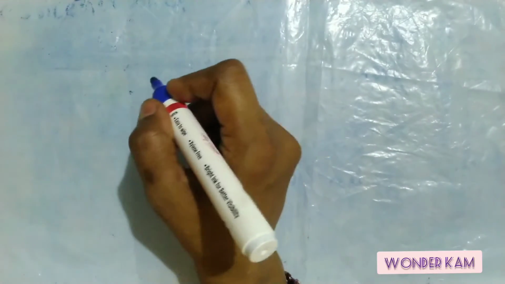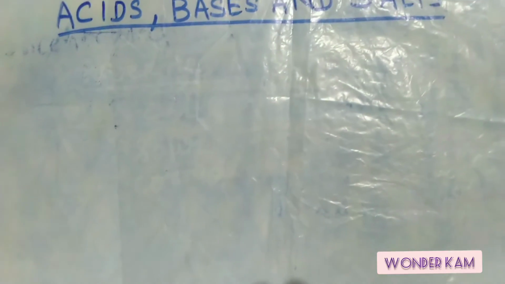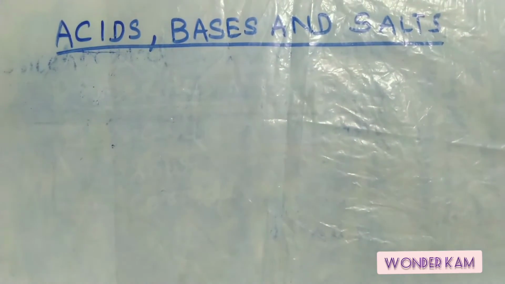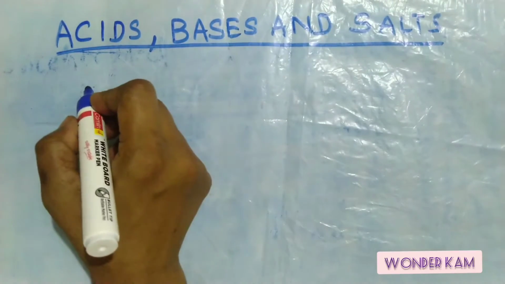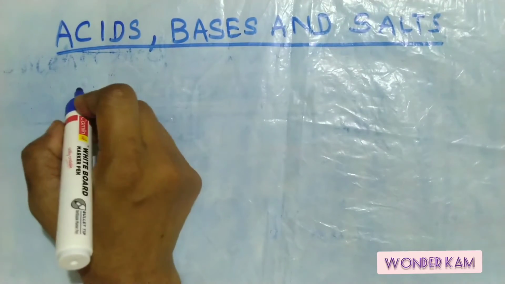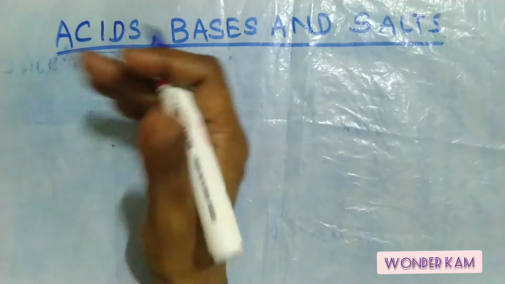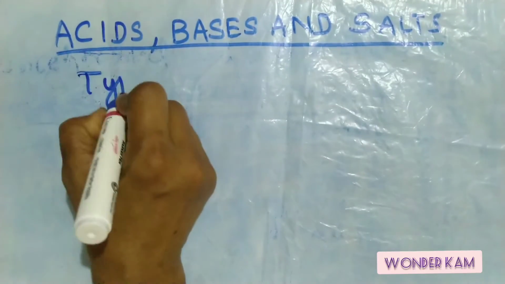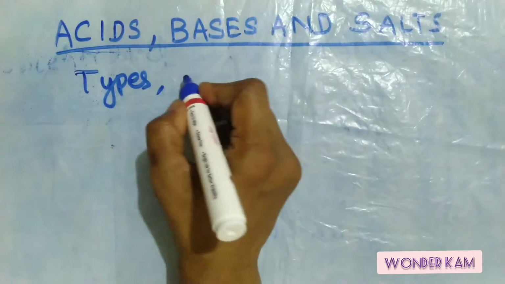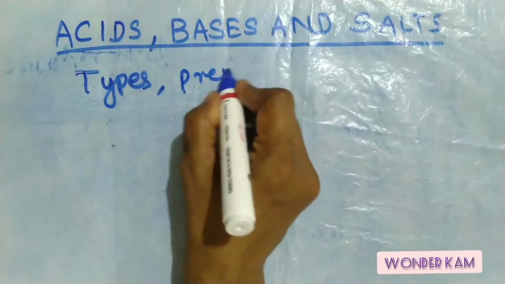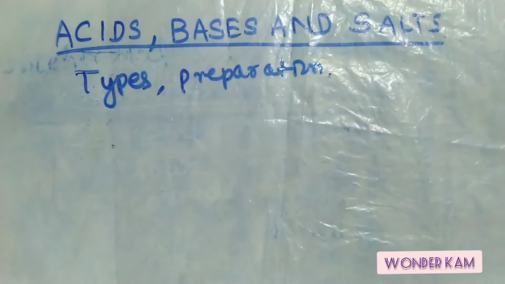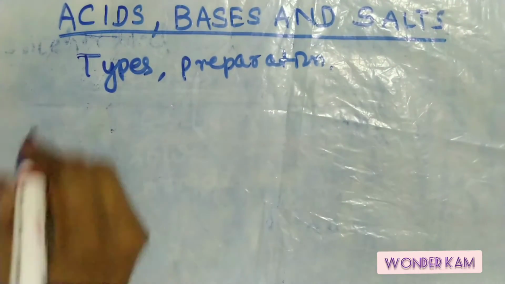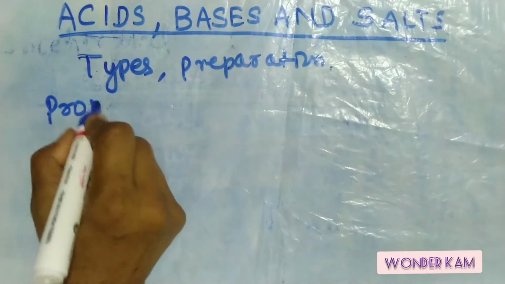We were discussing one topic, acids, bases and salt. So I was discussing acids, and in that I started with the types of acids and a few preparation methods. Okay, now I will tell you some properties of acids.